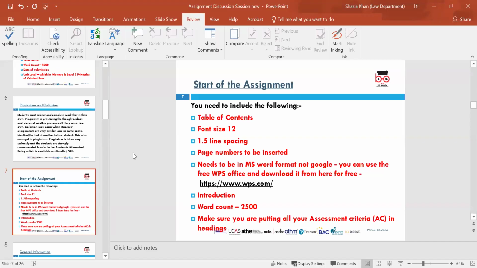You need at the start of the assignment an introduction. And your word count needs to be 2,500 words, and make sure you are putting the assessment criteria in the headings. Make sure that when you are looking at what the question is asking you, the tasks, you are looking at the element of what you need to do in that task.